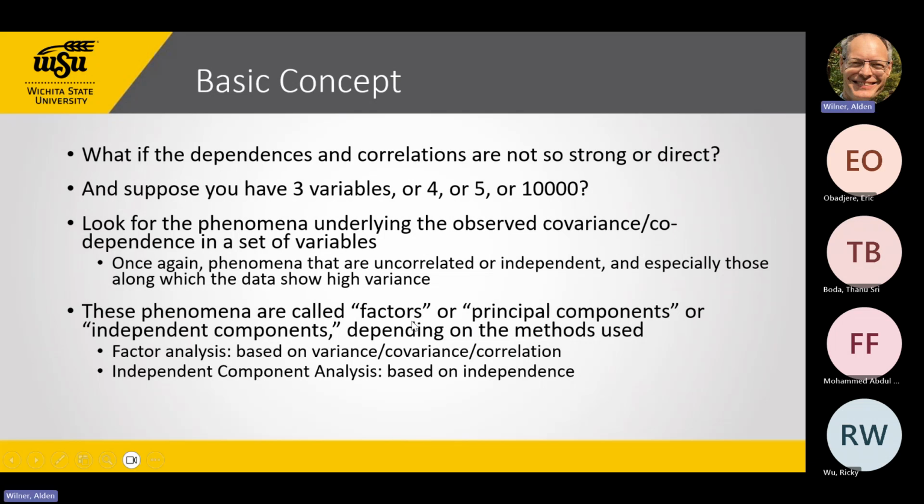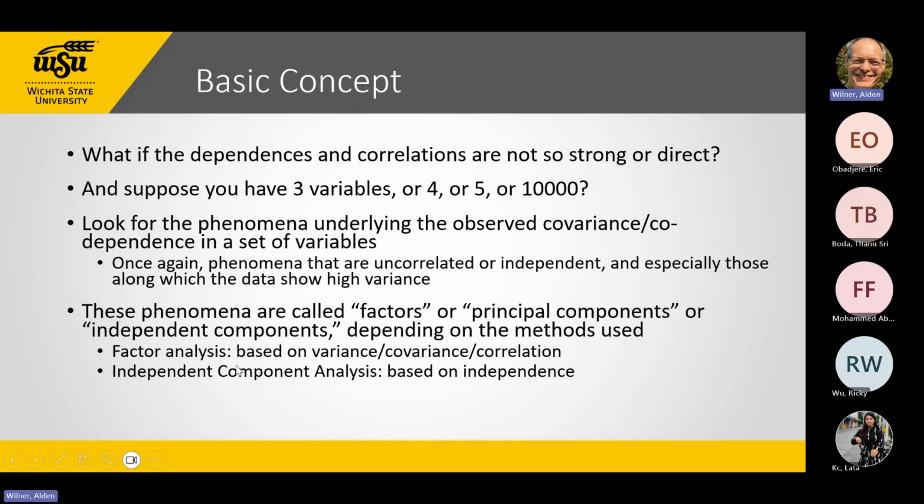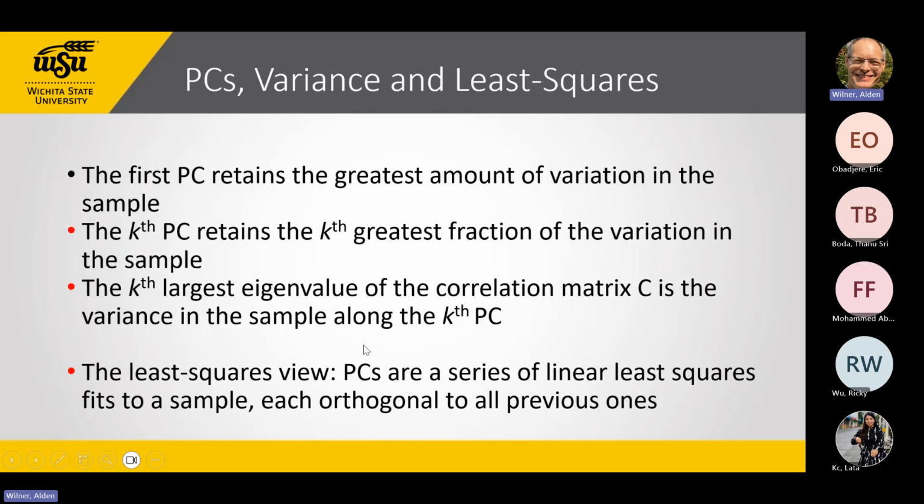We've done PCA. They're the principal components. We can also see independent components or factors, right? And again, we've done PCA, a simple, quick and dirty example here in the class. Now, if we were doing an ICA, we would look at things that best differentiate, right? Which would be a completely different one. So our first principal component retains the greatest amount of variation. Our kth principal component retains the kth greatest fraction. The kth largest eigenvalue is the variance in the sample along that kth principal component.